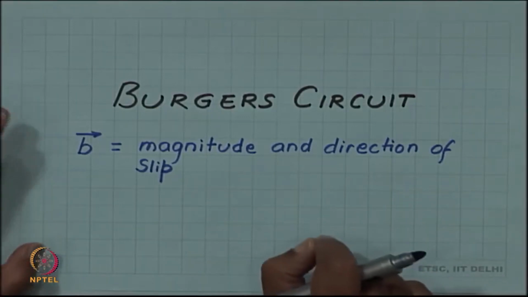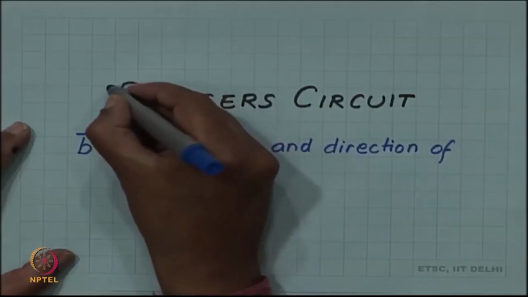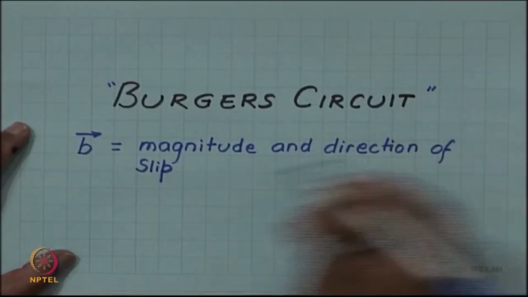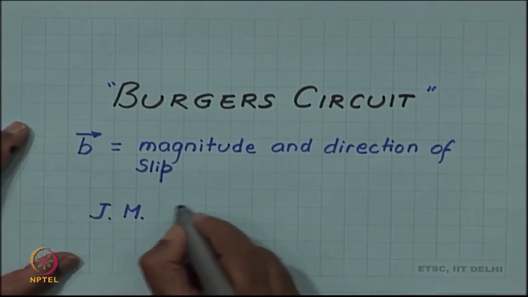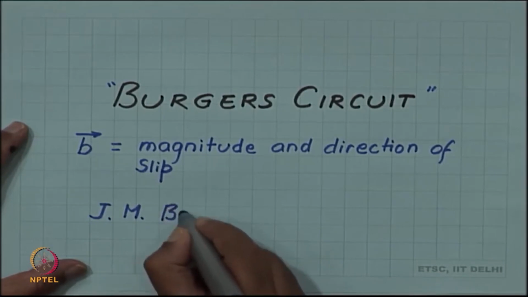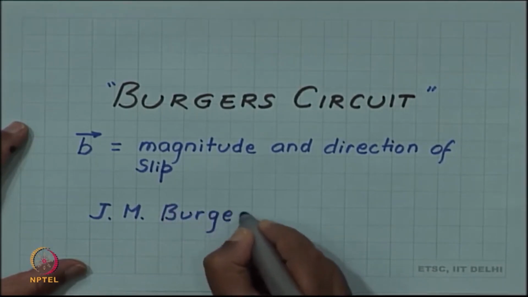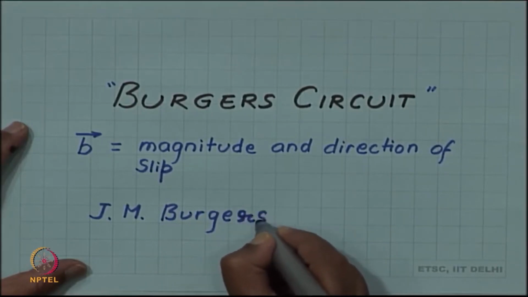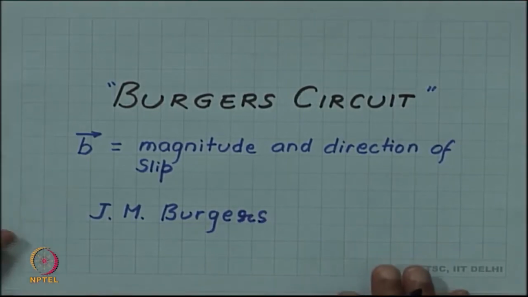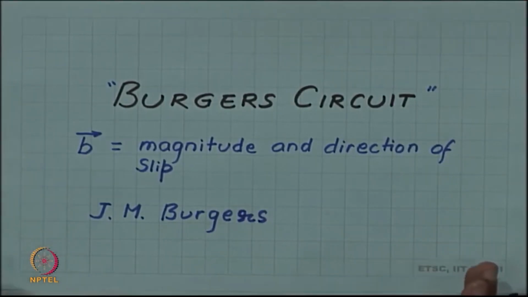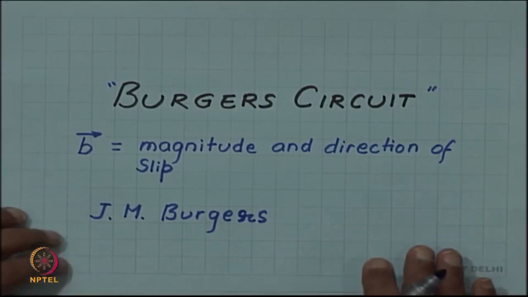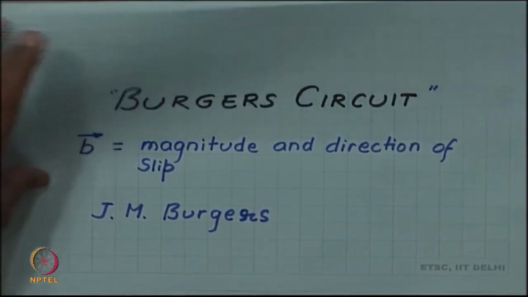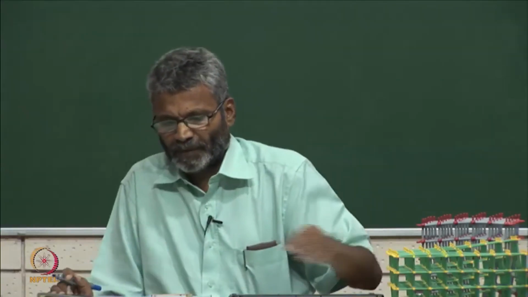But there is another way of looking at Burgess vector independent of the slip, and that was originally given by Burgess, a person who is quite famous in fluid mechanics. He has contributed, and he has a lab named after him in his country, Netherlands, but he also contributed one paper on dislocation, and that is on Burgess circuit. So, let us look at what is meant by Burgess circuit.